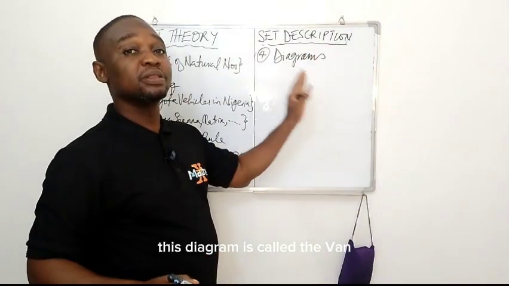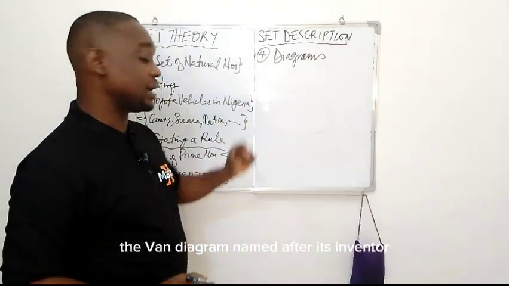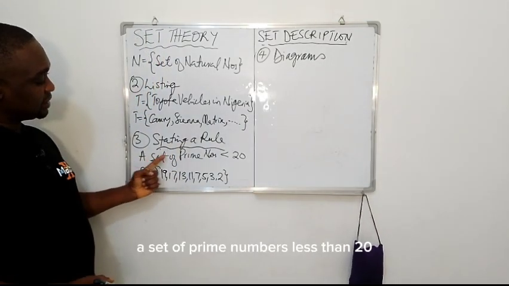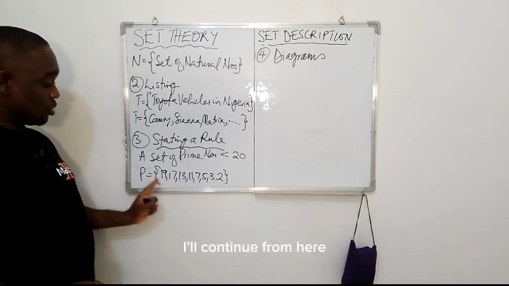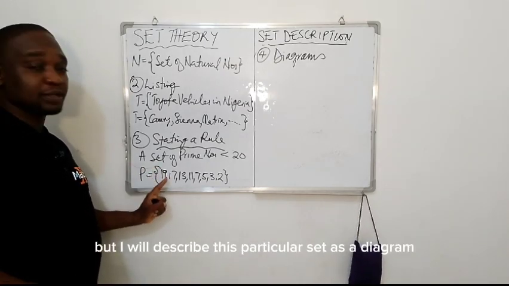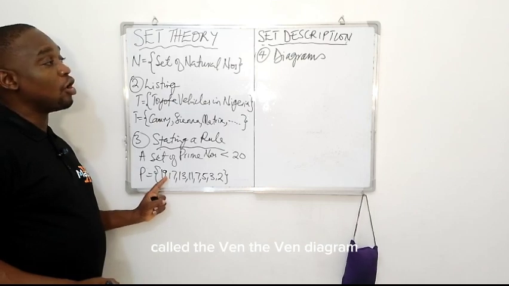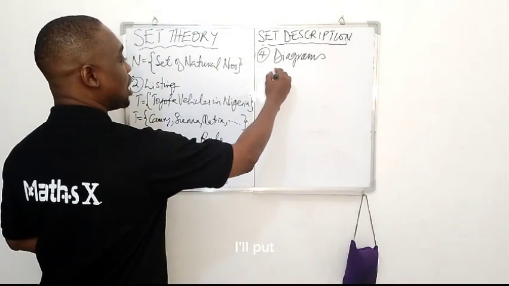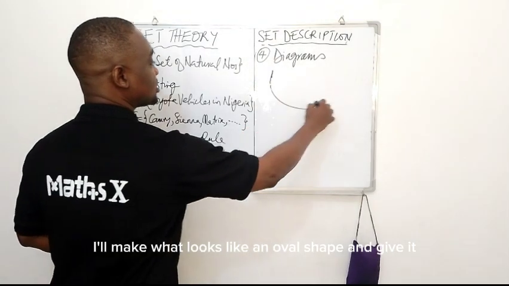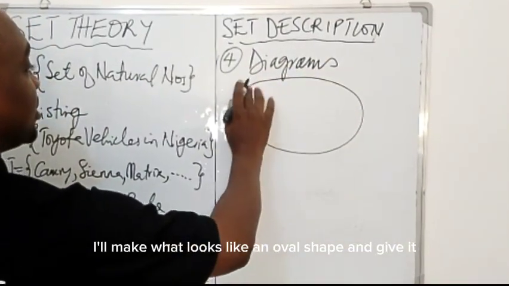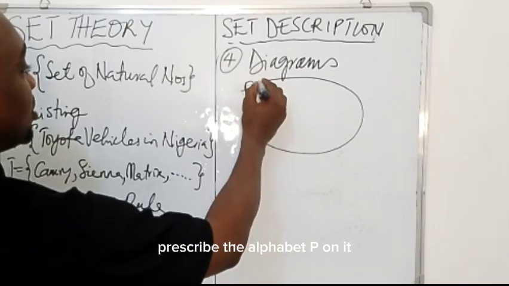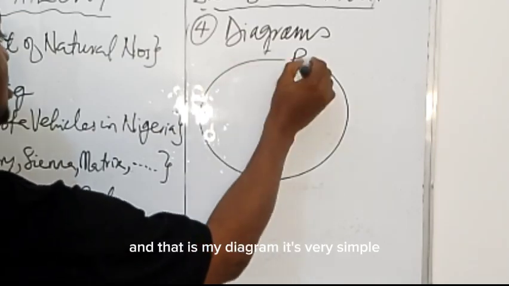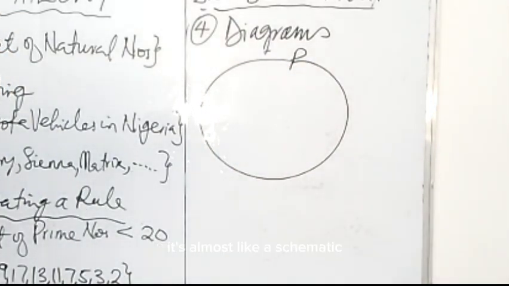This diagram is called the Venn diagram, named after its inventor. So I talked about a rule here, a set of prime numbers less than 20. I'll continue from here, but I will describe this particular set as a diagram called the Venn diagram. So in this, it's very simple. I'll make what looks like an oval shape and prescribe the alphabet P on it. So this is my P on it. And that is my diagram. It's very simple. It's almost like a schematic.